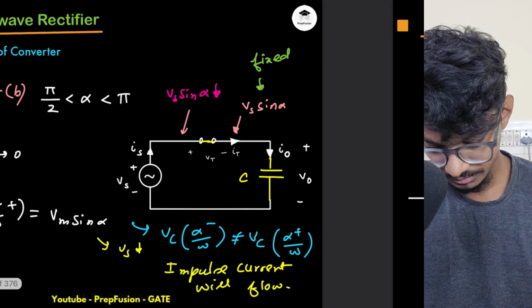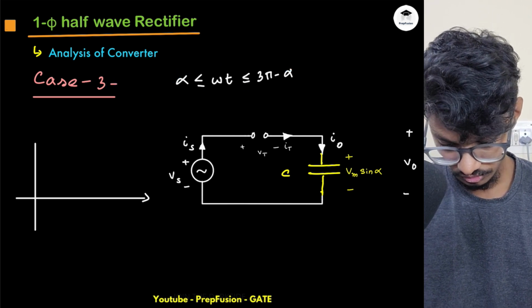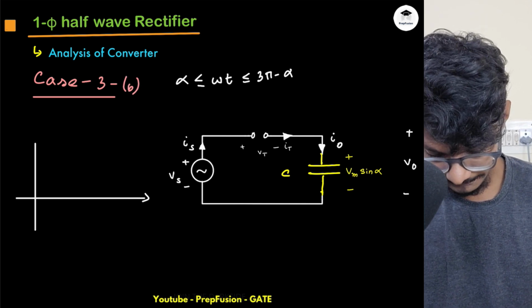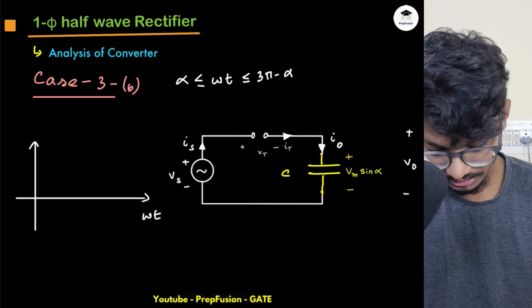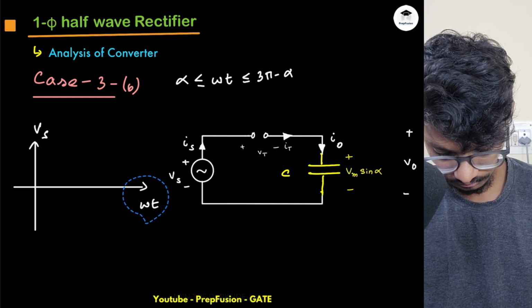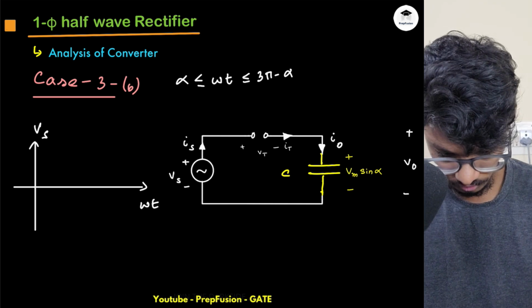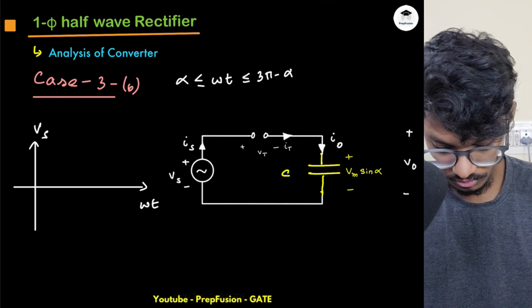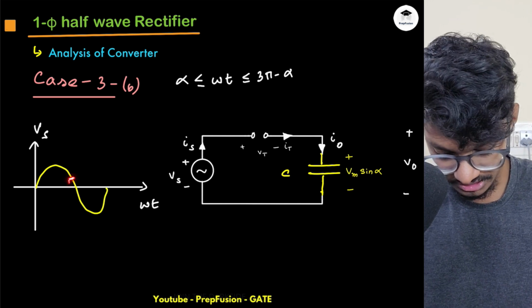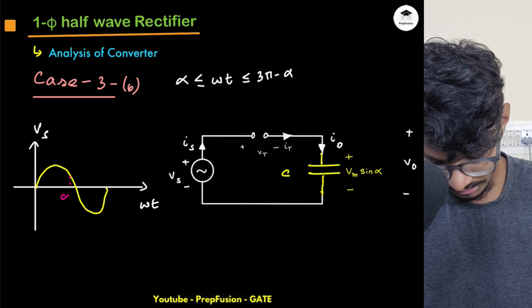So this is B, this should also be B, okay, because this is for the part B1, so this will be for the B part. So here, this is omega t, this is Vs, okay, so this will basically be my sinusoid waveform. Let's say at this point, alpha, it was triggered. At this alpha, this was triggered.